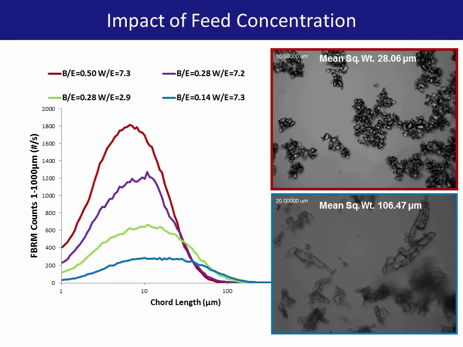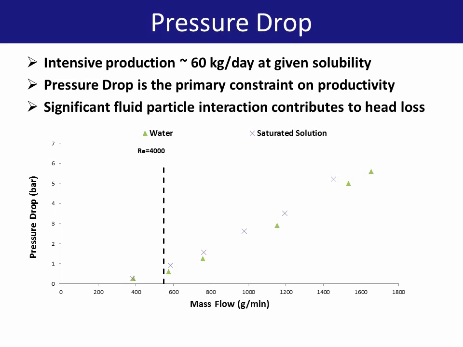Operationally though, further increases in concentration may improve process performance by increasing solids concentration and hence the productivity, provided the flow rates can be maintained. In fact, pressure drop is ultimately the limiting factor on the productivity of the crystallizer. But still, the plug flow offers an extremely intensive production methodology, with the 33 milliliter crystallizer producing over 60 kilograms a day of dry isolated benzoic acid.